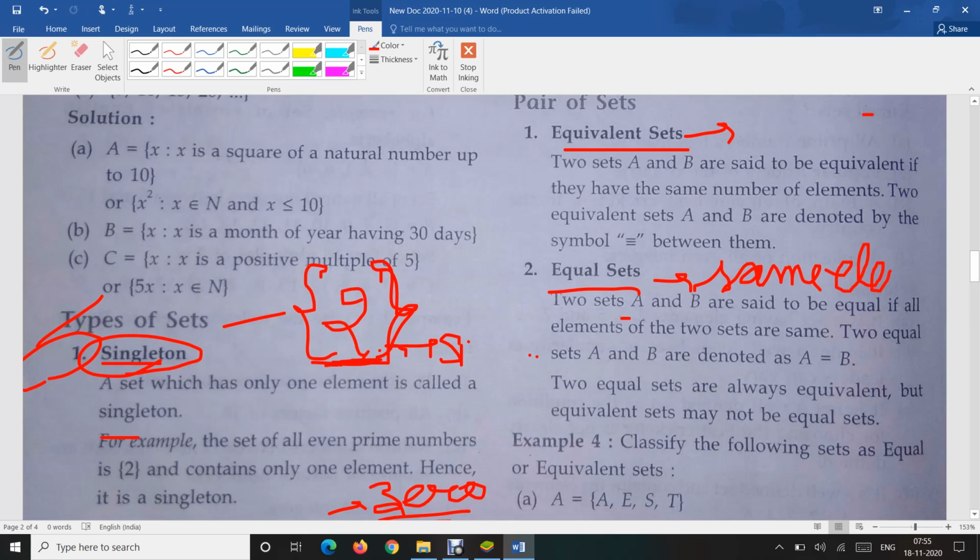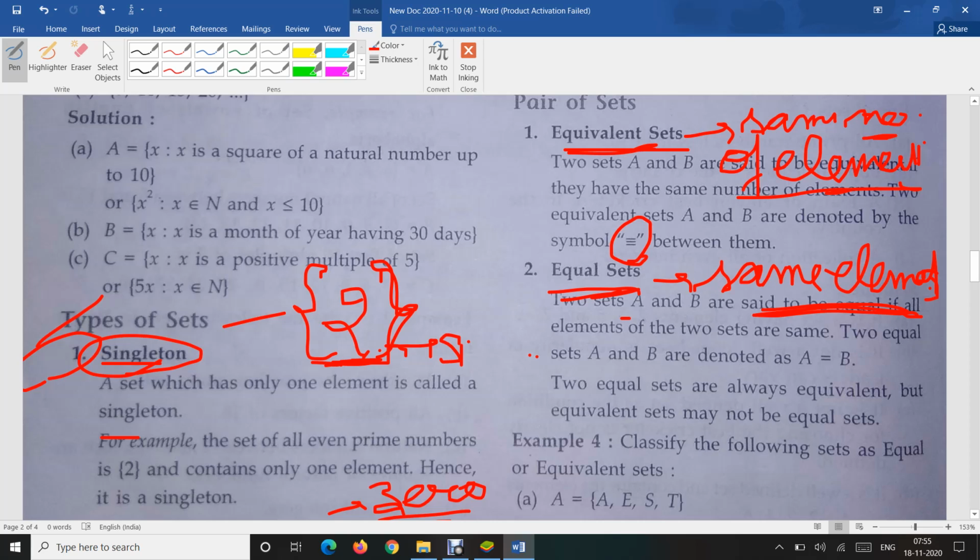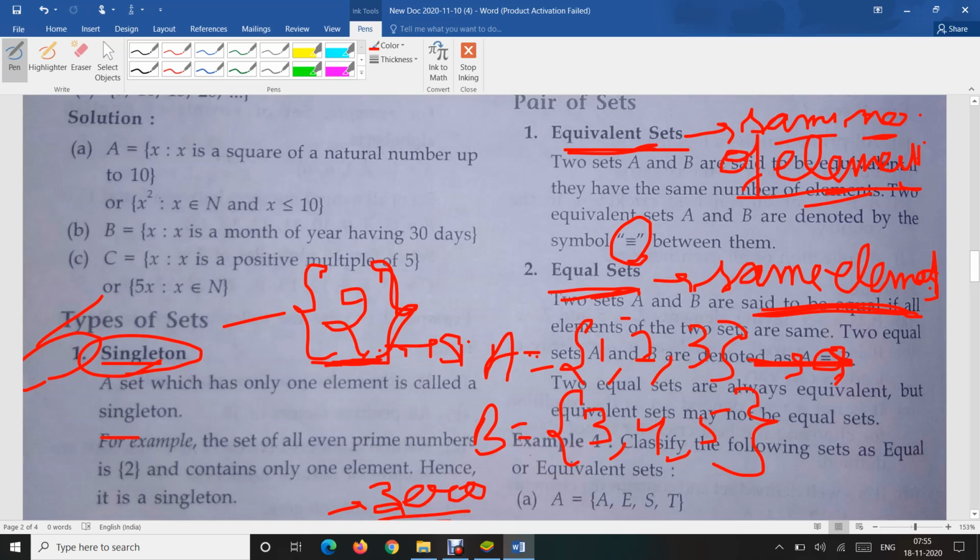Sets which have the same elements are called equal sets, and sets which have the same number of elements are equivalent sets. See the difference. Same elements is the equal set and same number of elements is the equivalent set. Equivalent set is denoted by this sign, and equal has this sign. Now, what do we mean by same number of elements and same elements? Suppose set A is equal to 1, 2, 3 and set B is equal to 3, 4, 5. The number of elements in set A is 3, and the number of elements in set B is also 3. So the number of elements is the same. So this will be the equivalent set. You can write it as A is equivalent to B.